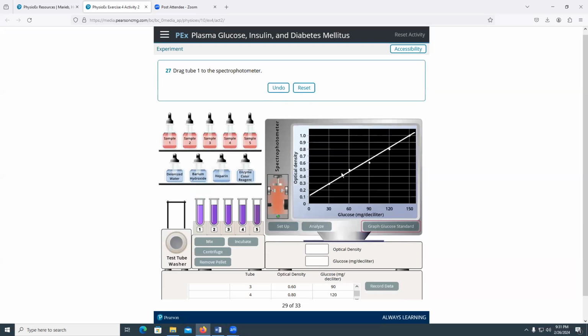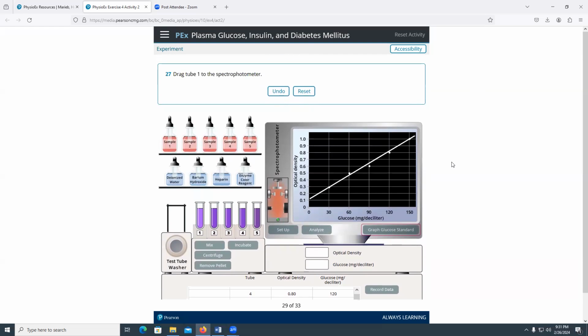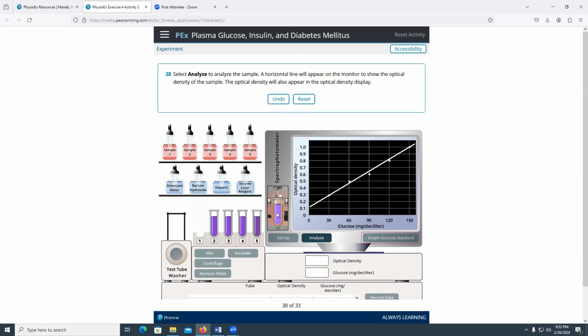Graph the glucose standard curve. So that is my graph that I will use to make a formula that can calculate for me the past or predict for me the future. It will not be exact, obviously, but it will give us a rough estimation. Okay, so now drag tube number 1. So now let's use tube number 1 to find out how much sugar was in it.